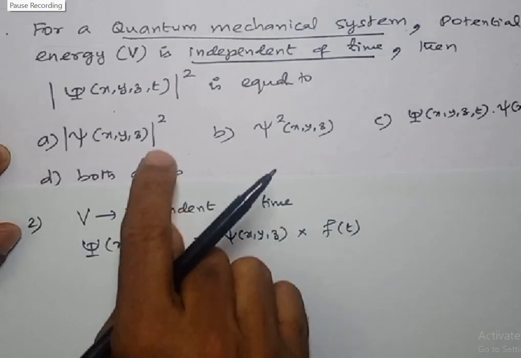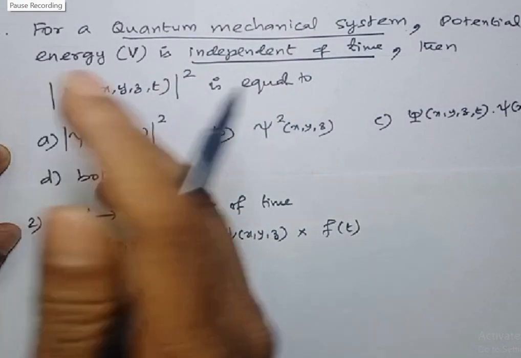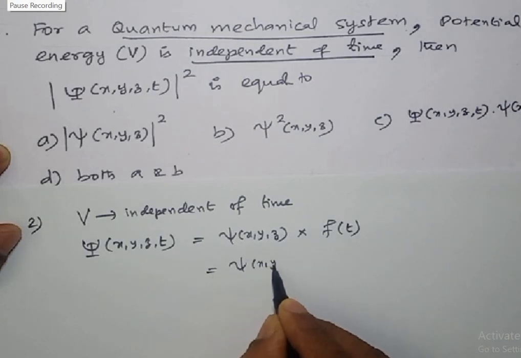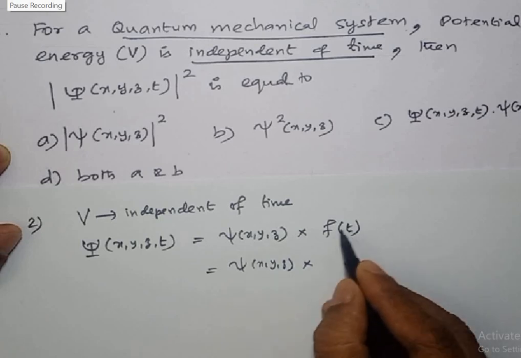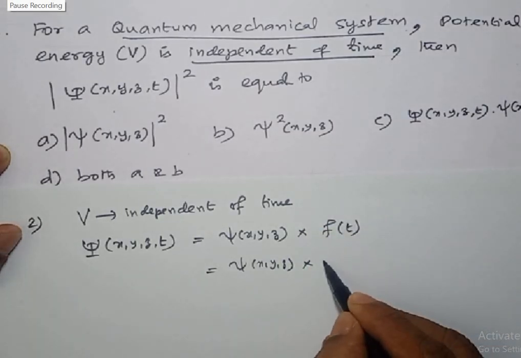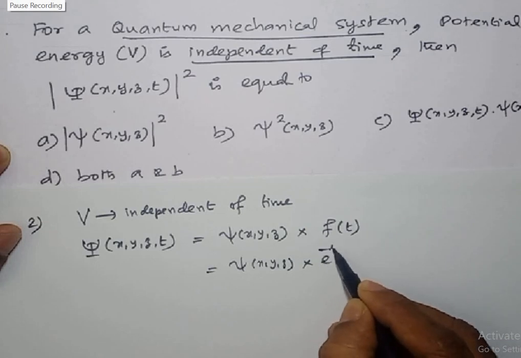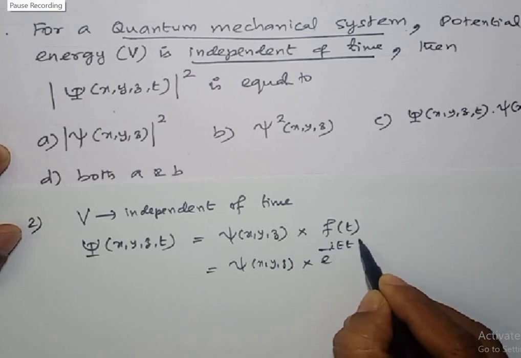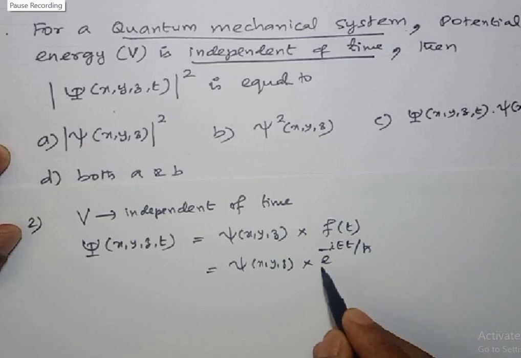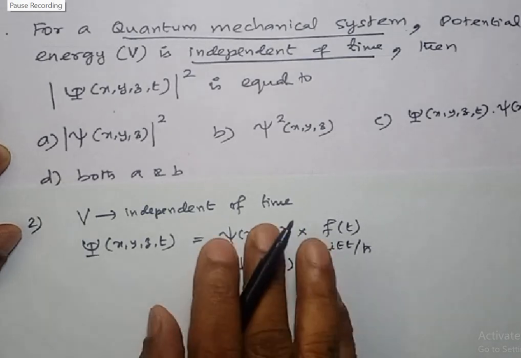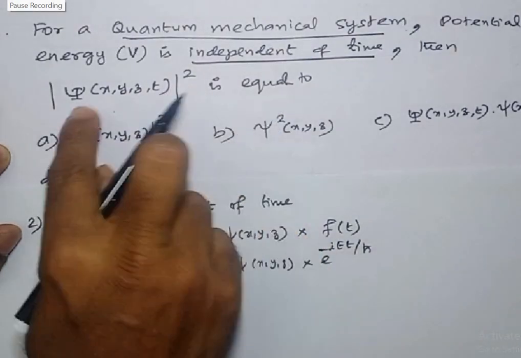See, this separation is possible if potential energy is independent of time. Now what is square modulus of psi? It is nothing but psi star psi. And you know very well psi x comma y comma z into the time part. The value of the time part is e power minus i E t by h cross. This is the formula for the time part. Now listen, what is square modulus of psi?